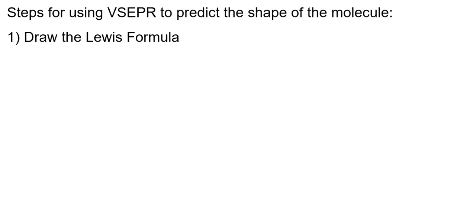So when we go to use VSEPR, there's a series of steps that we need to use in order to predict the shape of the molecule. First and foremost, we need to draw out the Lewis formula. You might also call this the Lewis structure or the Lewis dot diagram. That in and of itself is a skill, and it needs to be drawn first. So if it's not already drawn for you by the question, that needs to be the first step.